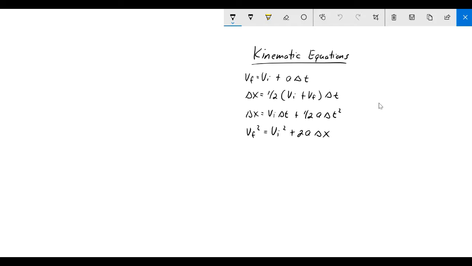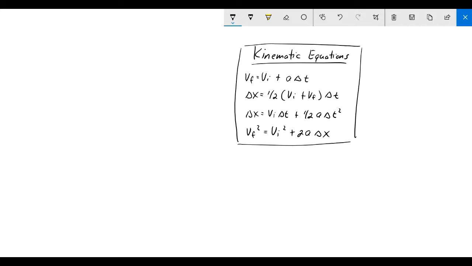Okay, let's do a practice problem for the kinematic equations. And you can see right over here, I've got the kinematic equations listed. So there are 4 of them. And remember that they require constant acceleration. And as long as we have constant acceleration and we have 3 variables, we can find all the others. That's one of the nice things about using the kinematic equations.